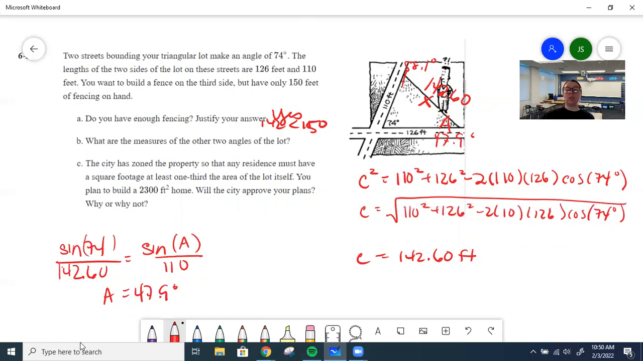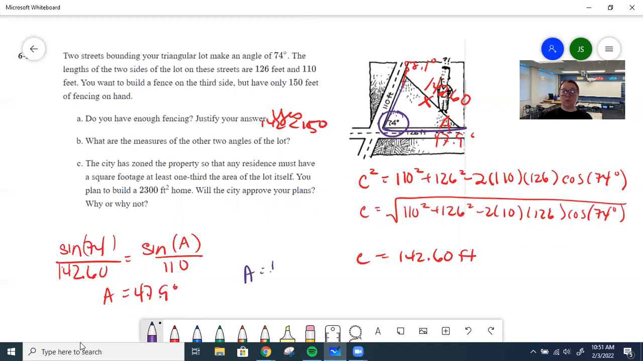It says the city has zoned the property so that any residents must have a square footage at least 1/3 the area of the lot itself. You plan to build a 2,300-square-foot home. Will the city approve your plan? So I need to know the area of this. To find the area, I'm going to use my given included angle and the two included sides.